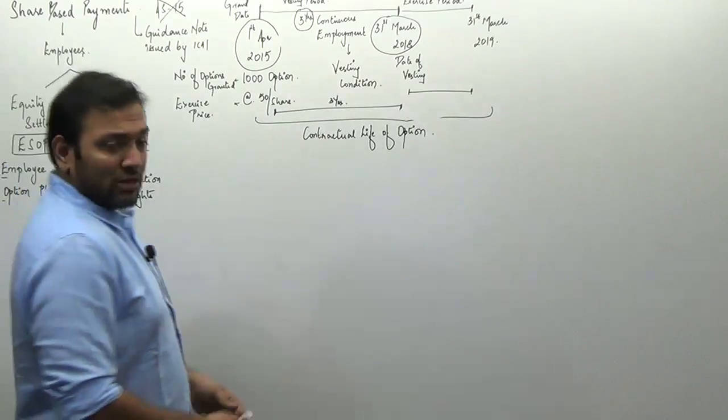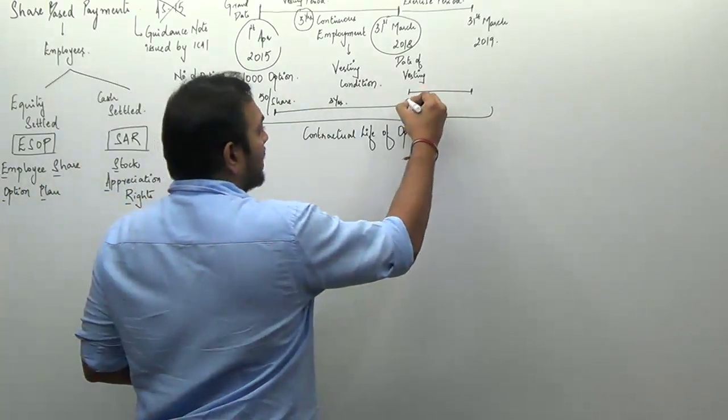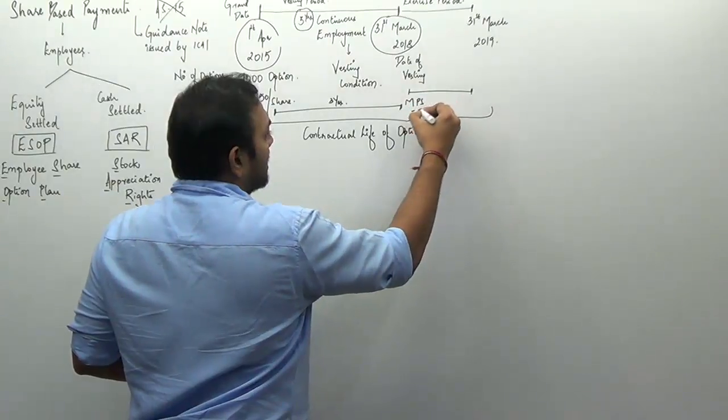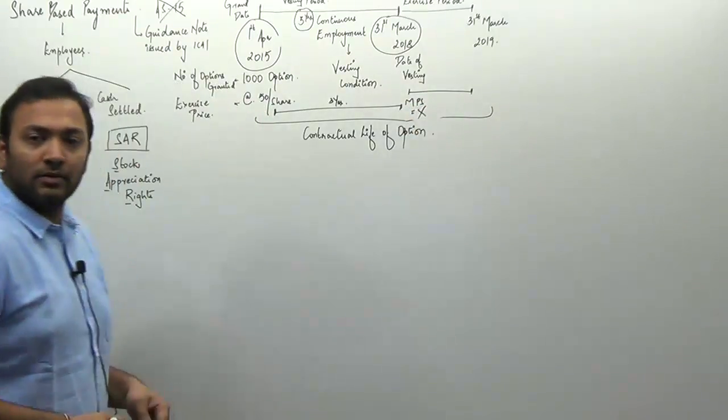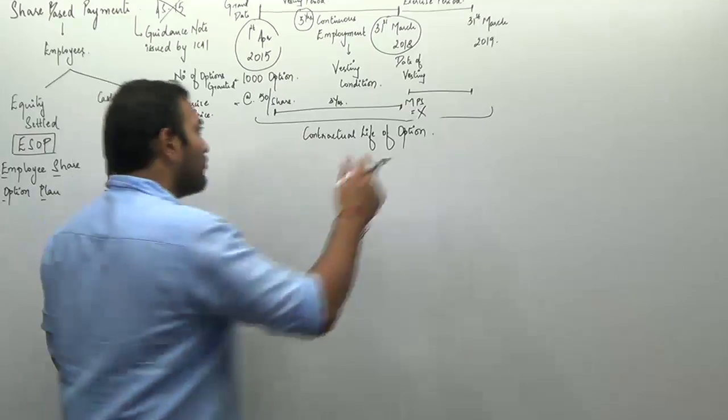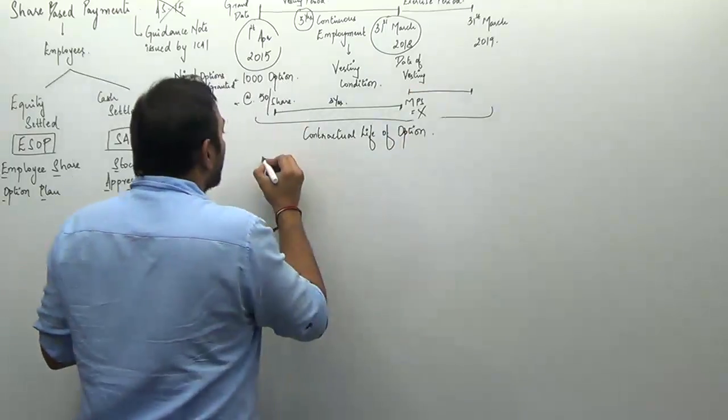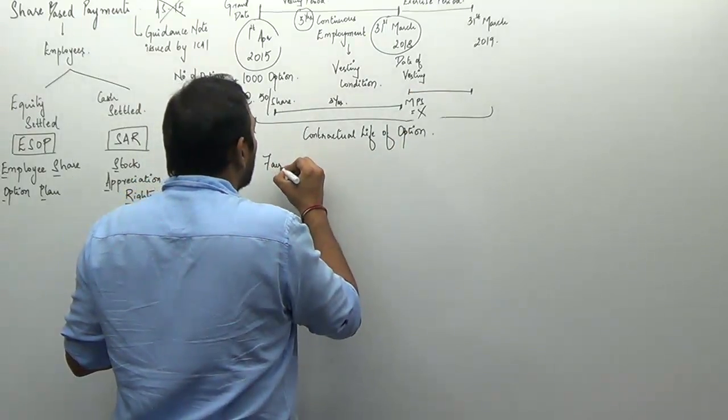But like I told you, I don't know this market price. What is the market price on this day? This I don't know. Then I have to measure it. For measurement of this, we use something called the fair value of the option.